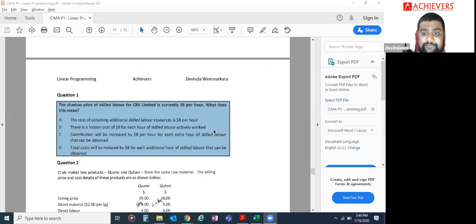Answer C. Right. So we know shadow price is how much extra you are willing to pay. How much is that extra? The contribution that that one extra unit will generate. Clear? Answer C.